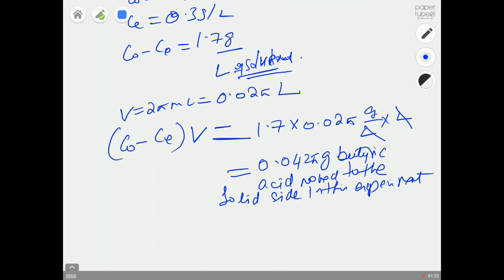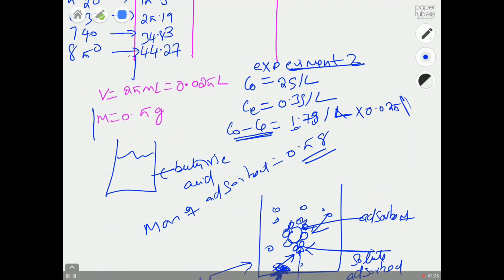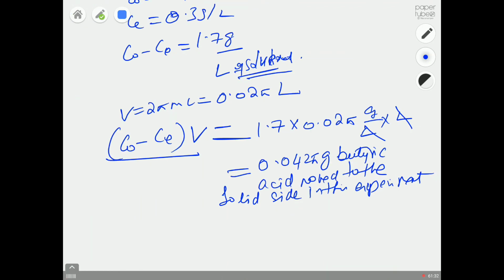Imagine we did our experiment with only 0.5 grams. The mass of the adsorbent that we loaded into the reactor is only 0.5 gram. So you divide this value by the mass of your adsorbent. That will be equal to 0.0425 divided by the mass of the adsorbent, that's 0.5 gram.